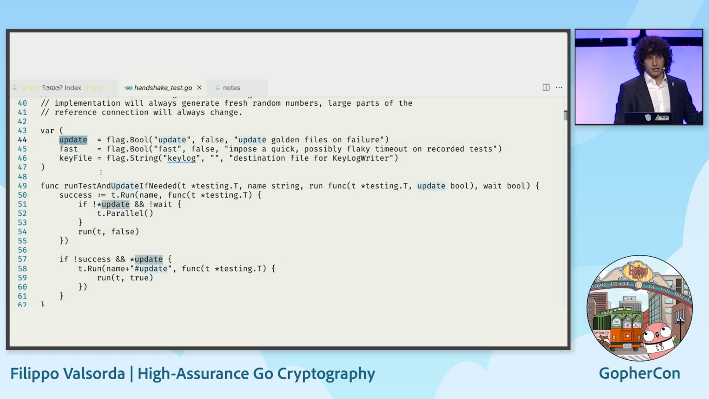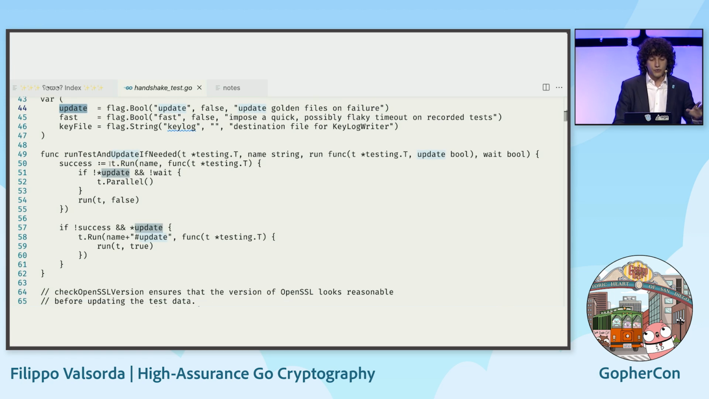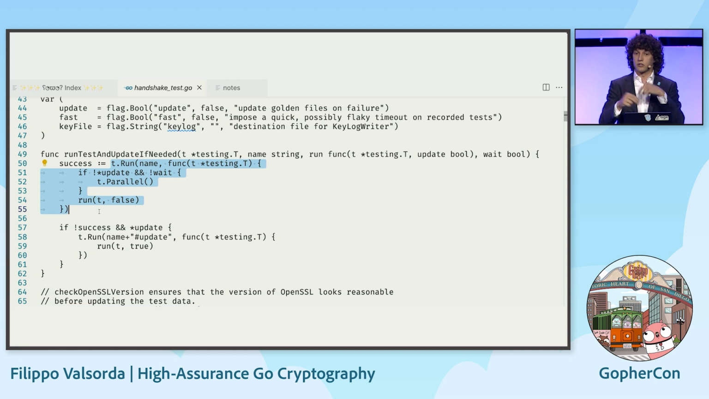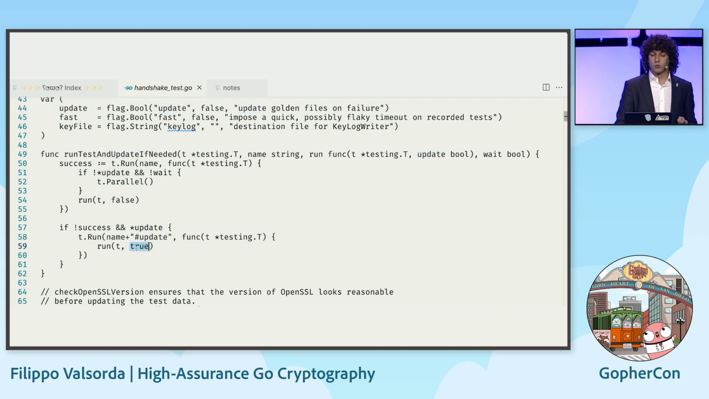And with that flag enabled, what happens is that it will first run the test from the recording. But if the recording fails, because maybe we changed something and so the recording needs to be recreated, it will rerun the test if update is enabled. But this time, it will run it using the real OpenSSL. It will write the file to disk. We will check the diff to make sure that eyeballing it looks right, and then we'll check it into the repository. And after that, we don't need OpenSSL anymore.